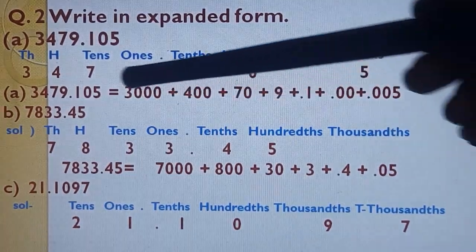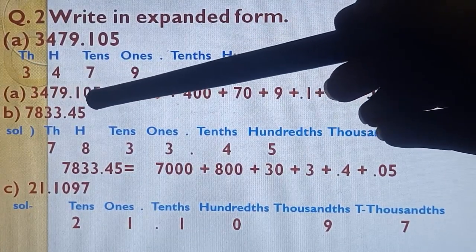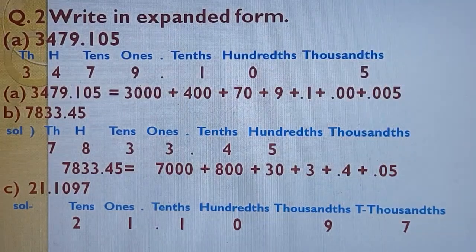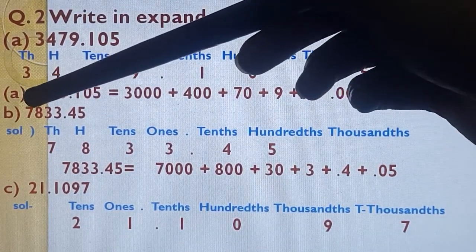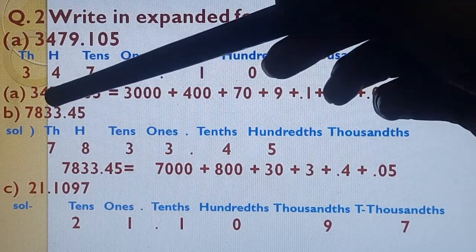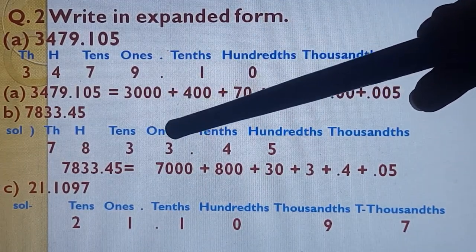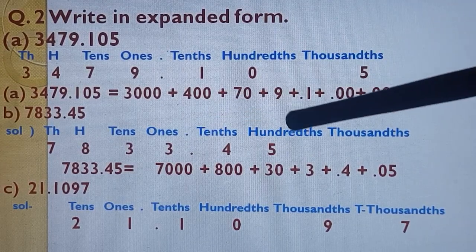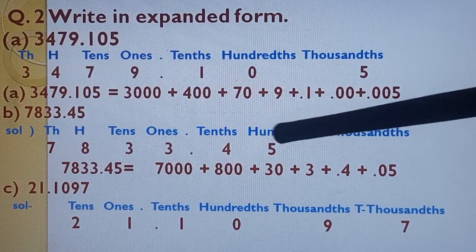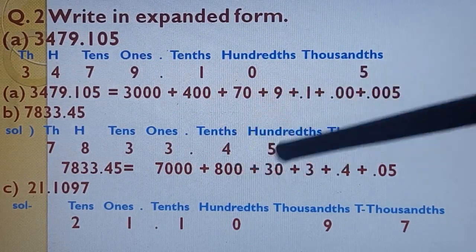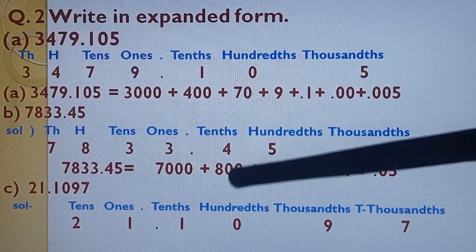B part. 7833 decimal 45. So in expanded form it will become 7000 plus 800 plus 3 tens, that is 30, plus 3 ones, that is 3, plus decimal 4 plus decimal 05, hundredth, 500, that is decimal 05. Understood?